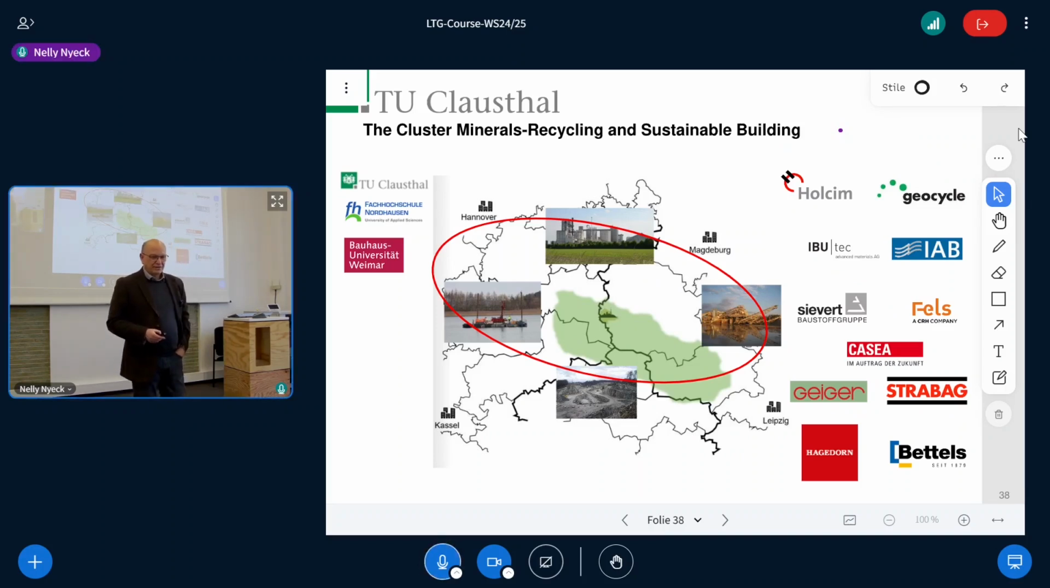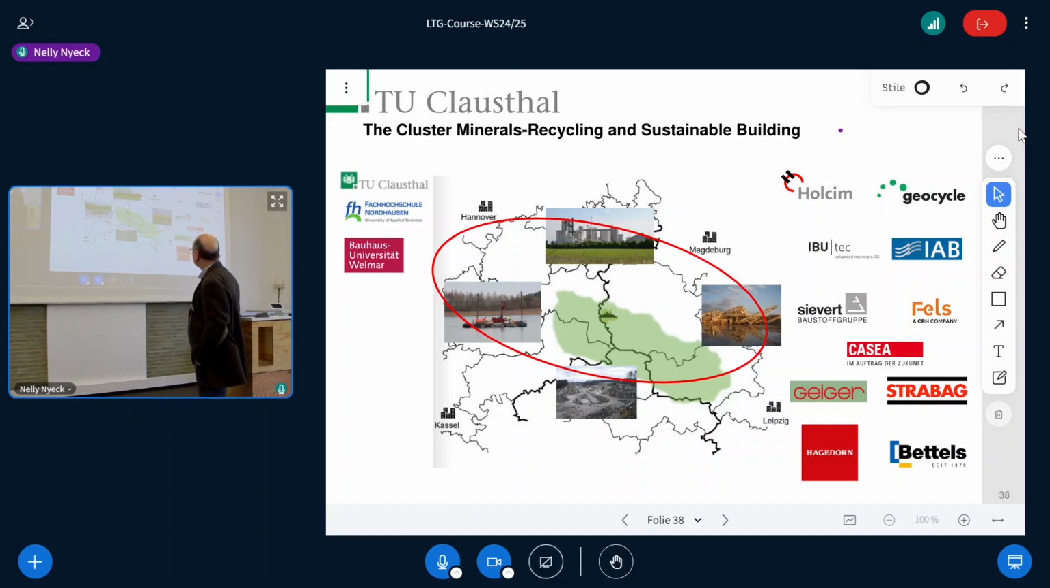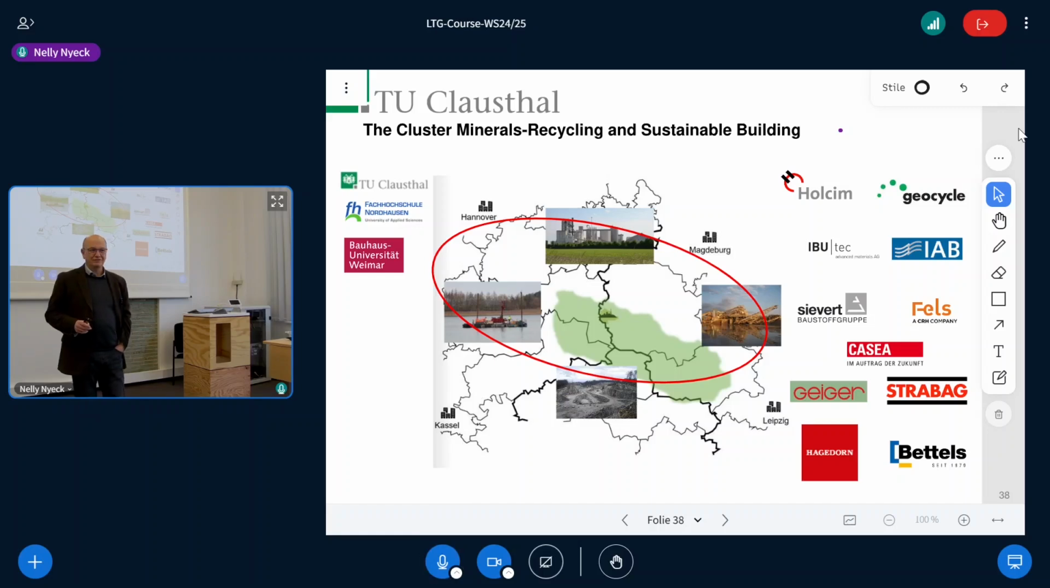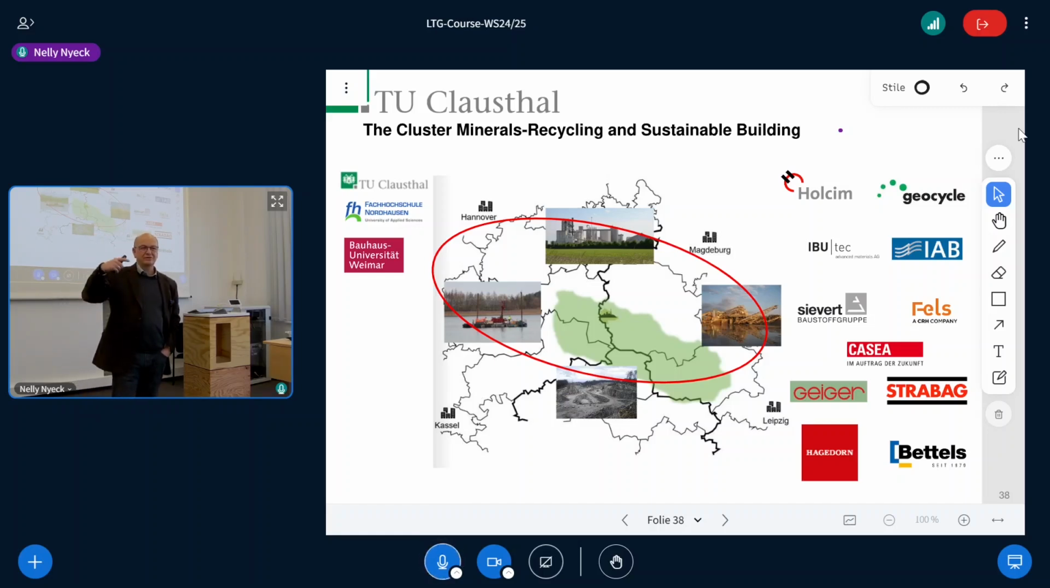Well, in this area, we also have the cluster minerals recycling and sustainable building. In fact, we have a maximum of knowledge and companies and universities that you will find in Europe in this region. This is, of course, a little bit elongated because we were talking, for example, about Weimar. It's around here, and Clausthal is around here, and Hannover is around here. If you bring this together, you'll find everything you need for a complete setup of a modern recycling system and circular economy system for buildings. So more or less, more companies come here and say, okay, there is a gap, I want to work on this gap, and that's going to work out pretty well.